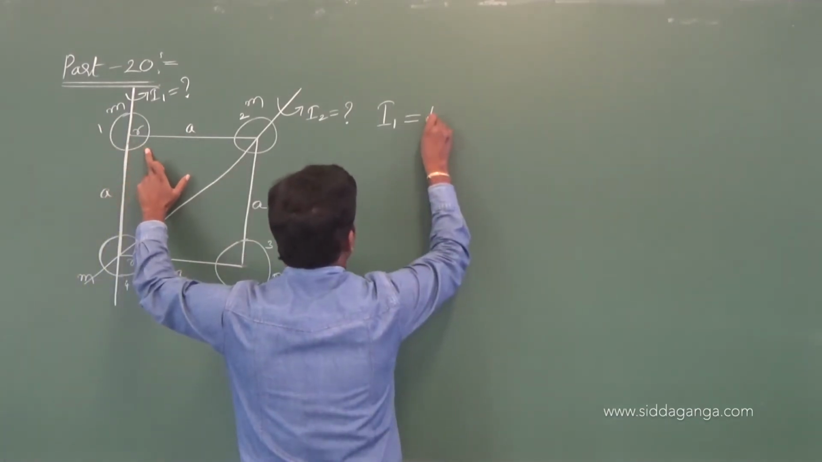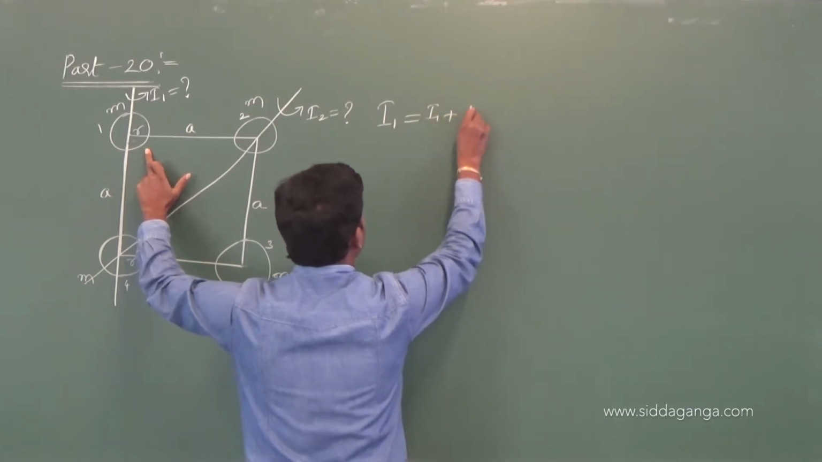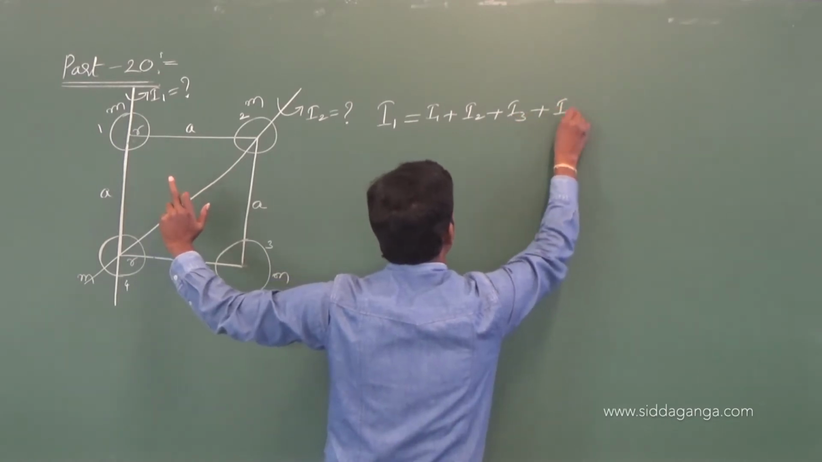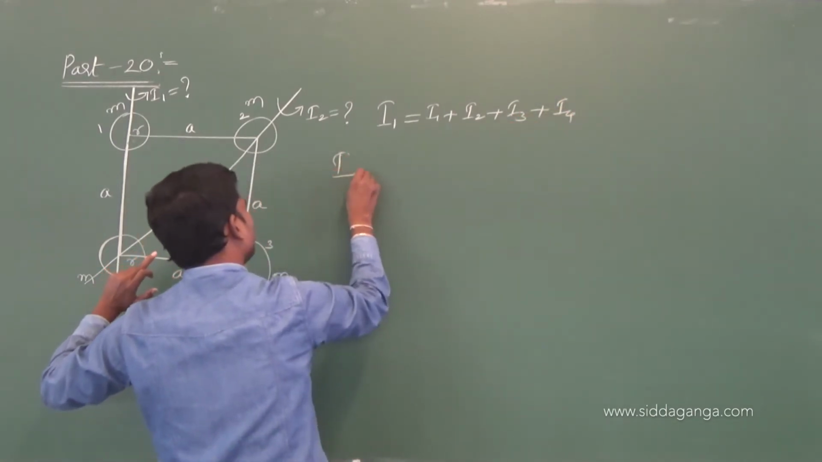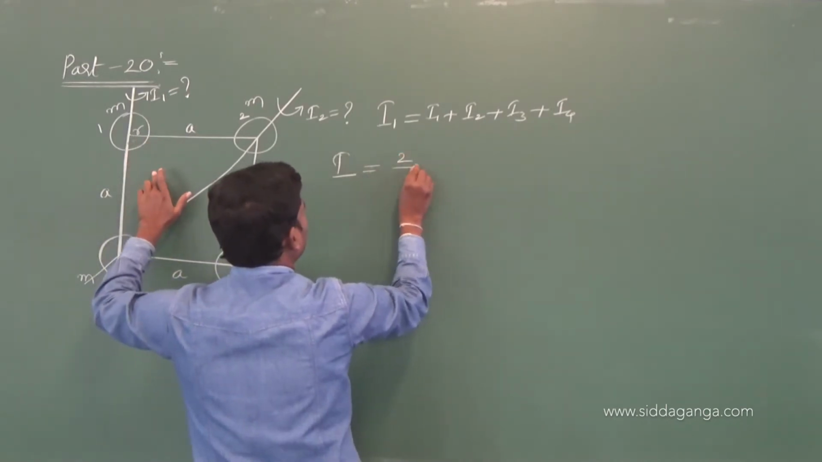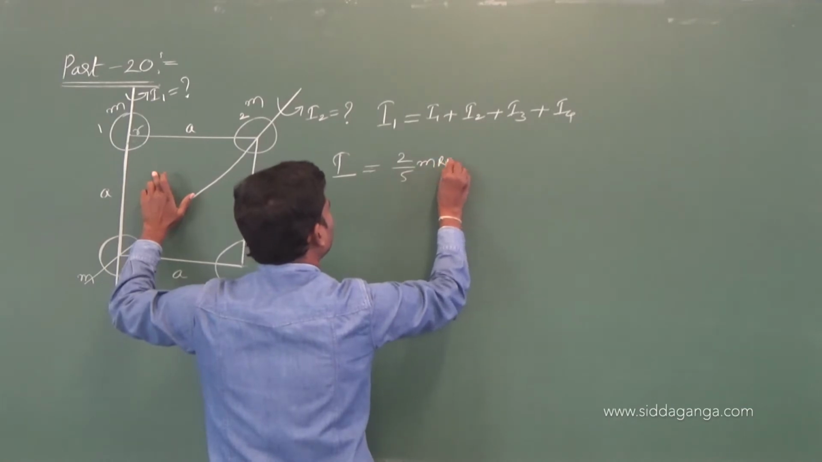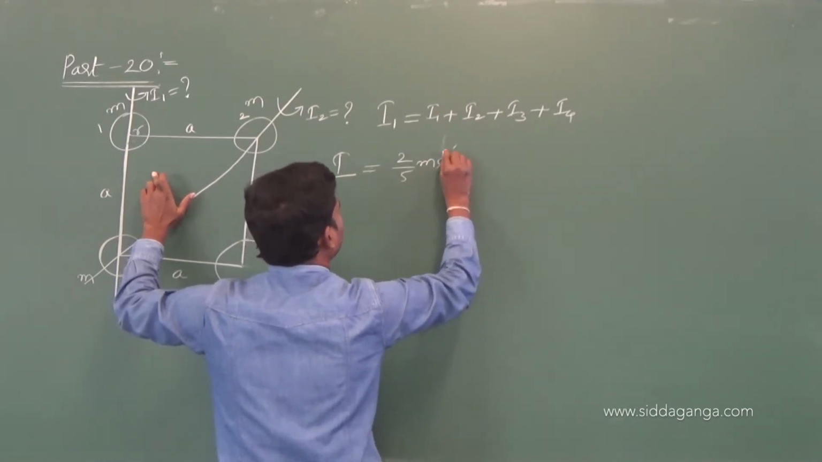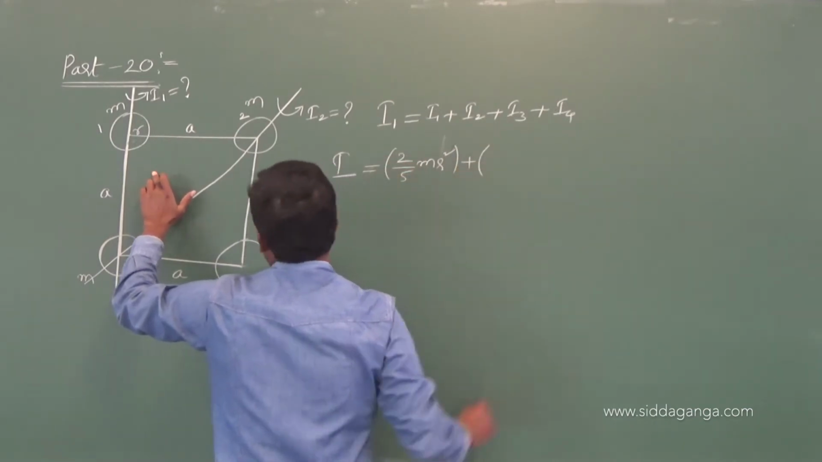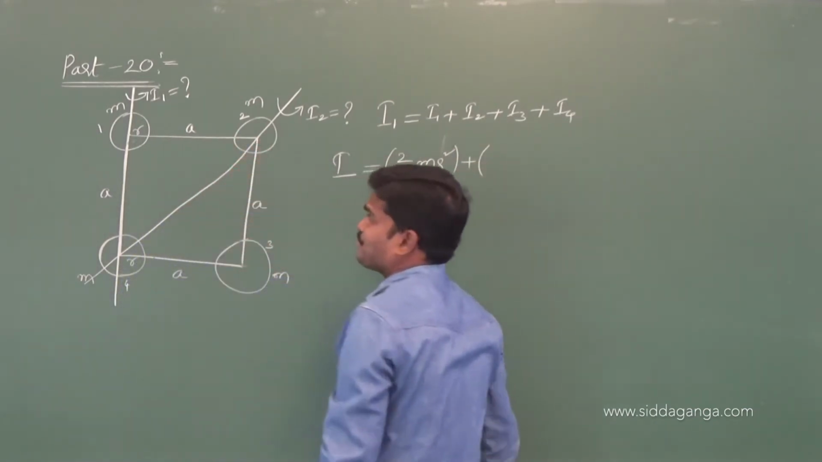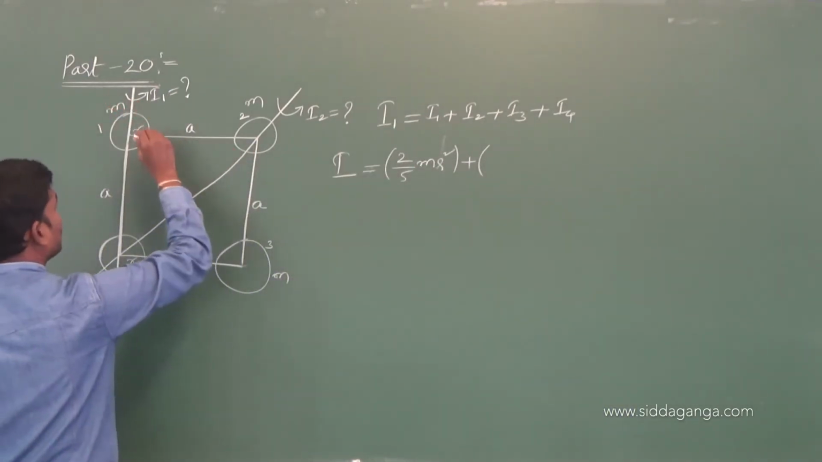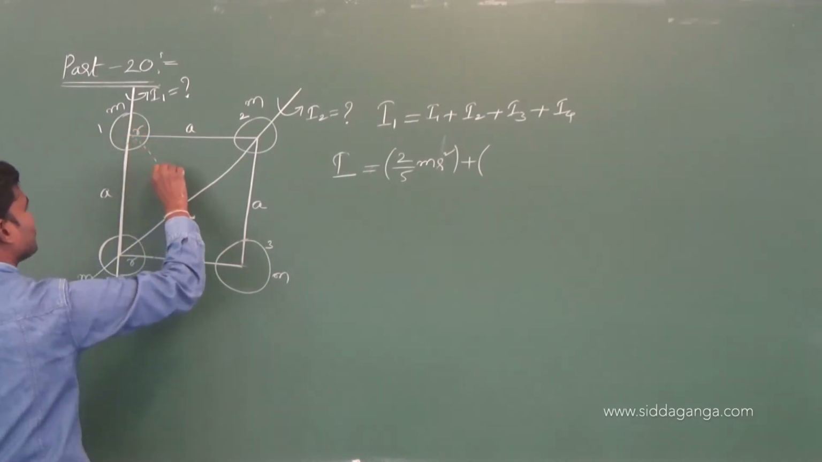About 1, let me write I1, I2, I3, I4. Directly we can write, but I am writing steps from an understanding point of view only. I1 is 2 by 5 m r square, if small r is the radius, plus I2 about this axis. About this axis, this body is at a distance of how much?